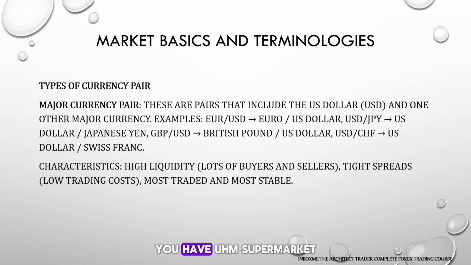You have a supermarket. People are coming in and going day by day. Day by day, you are meeting a lot of people coming into your supermarket and buying. So there's no reason you want to overcharge them because you still make enough money. Alright, tight spread, low trading cost. You don't have to pay much because you want to trade that particular pair.